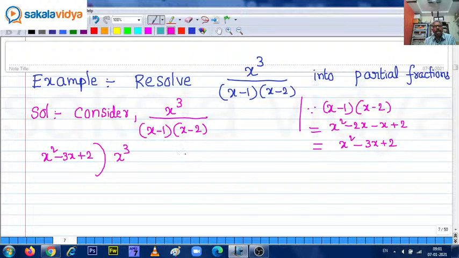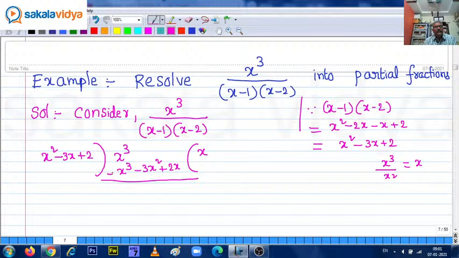See, now this x cube is divided by x square. If you divide by x square, you get x. You write down x. x into x square is x cube, x into minus 3x is minus 3x square, x into plus 2 is plus 2x. Now change the sign. This is minus, this becomes plus, this becomes minus. This gets cancelled. Note down, this is 3x square minus 2x. So now again actually check the degree. This degree is the same. So again we need to divide 3x square by x square.